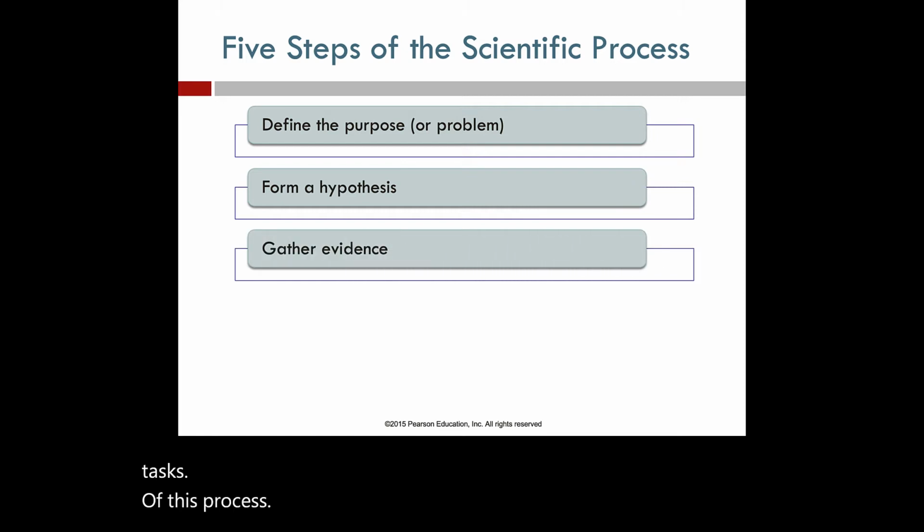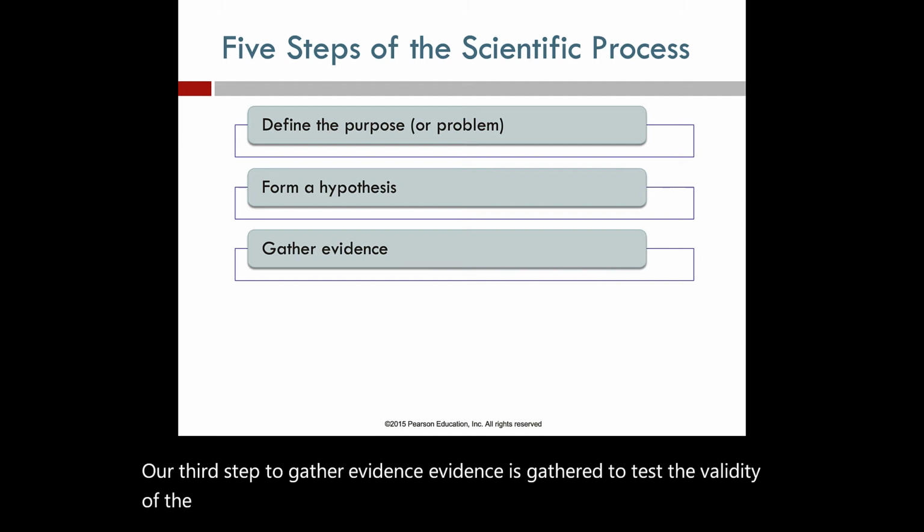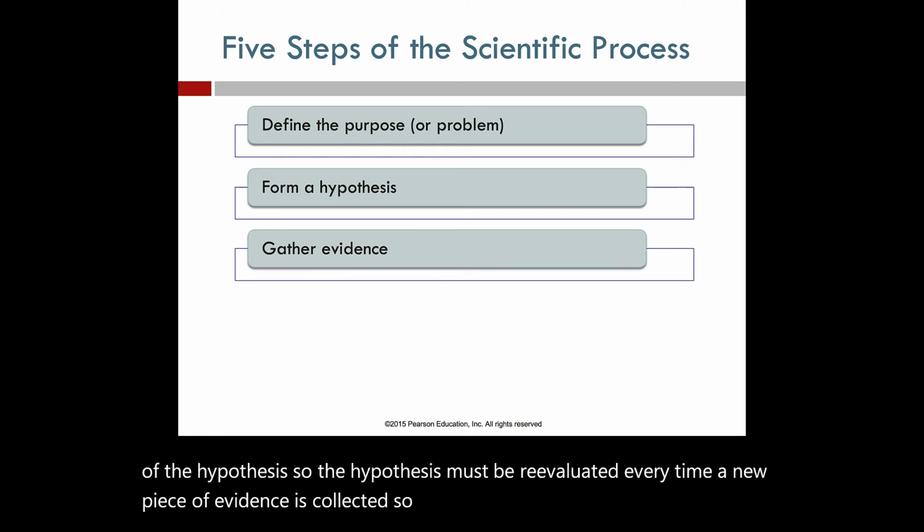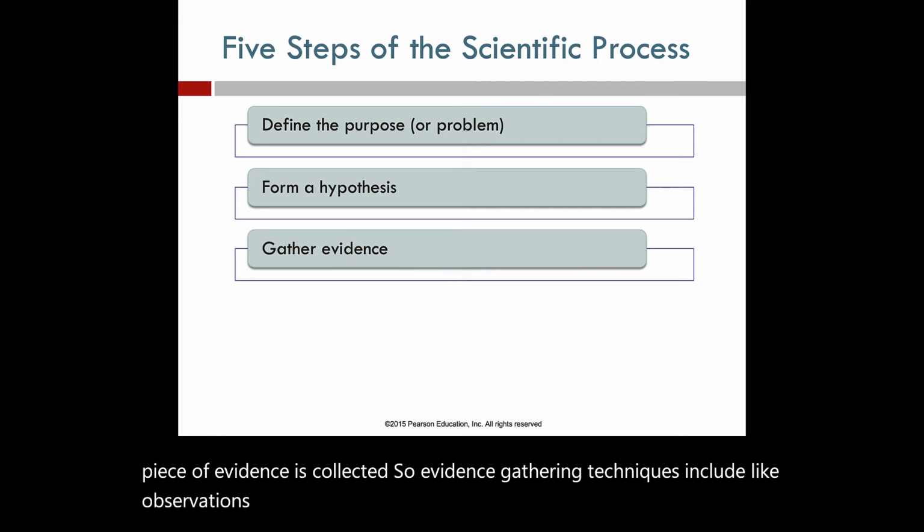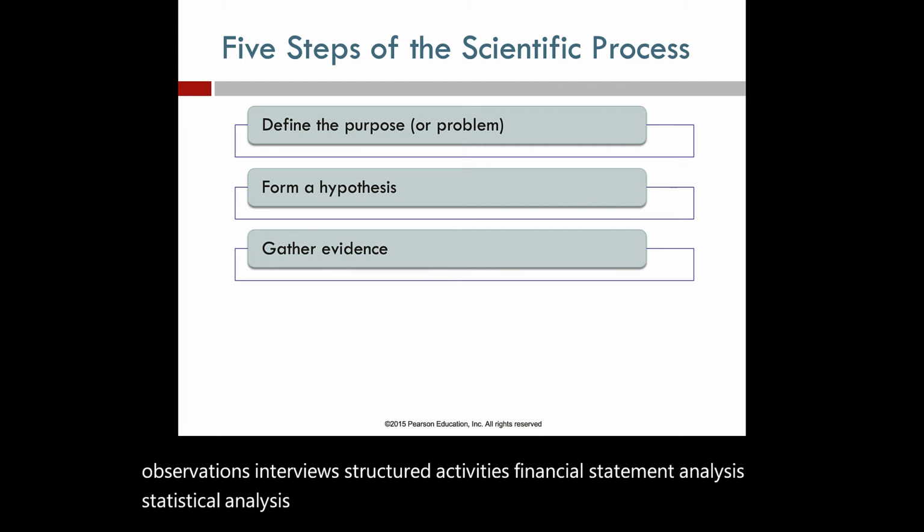Our third step is to gather evidence. Evidence is gathered to test the validity of the hypothesis. The hypothesis must be reevaluated every time a new piece of evidence is collected. Evidence gathering techniques include observations, interviews, structured activities, financial statement analysis, statistical analysis, benchmarking, case studies, and on and on.